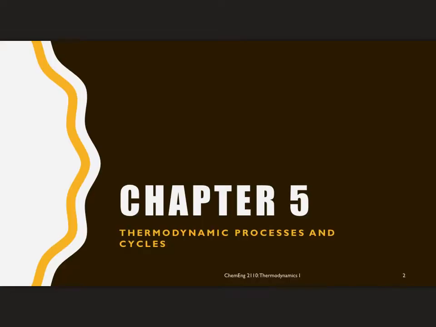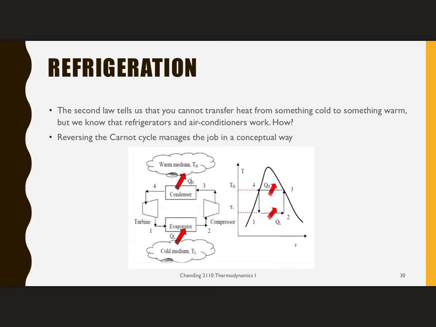In this video lesson, we are continuing to look at Chapter 5 on thermodynamic processes and cycles, but we will be looking at vapor compression refrigeration. The way refrigeration works is basically it is the reverse of a heat engine. Now this means that we are taking heat out of something cold and putting it into something hot. And the second law tells us that that's not possible unless we have work input.